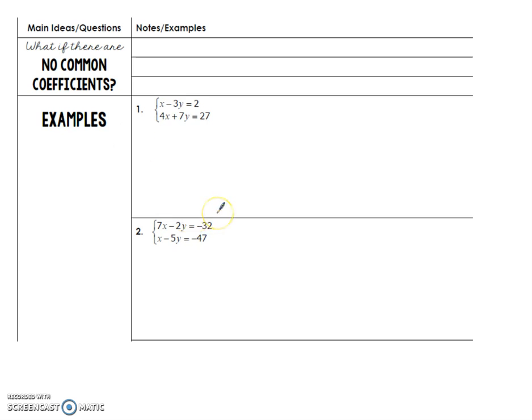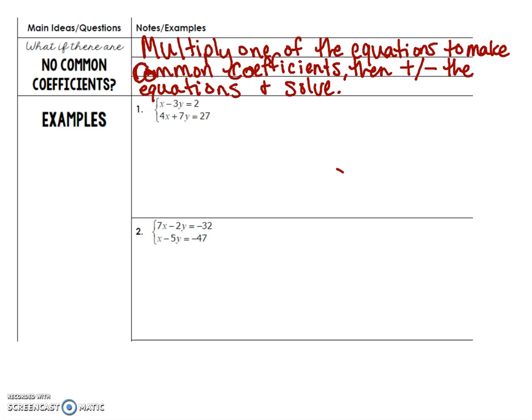This looks like this. Notice this is when your coefficients aren't the same. So this is where we have to go a little bit more in depth. All right, so what we do here is we have to multiply one of the equations to make common coefficients, and then we can add or subtract just like we did before to solve.